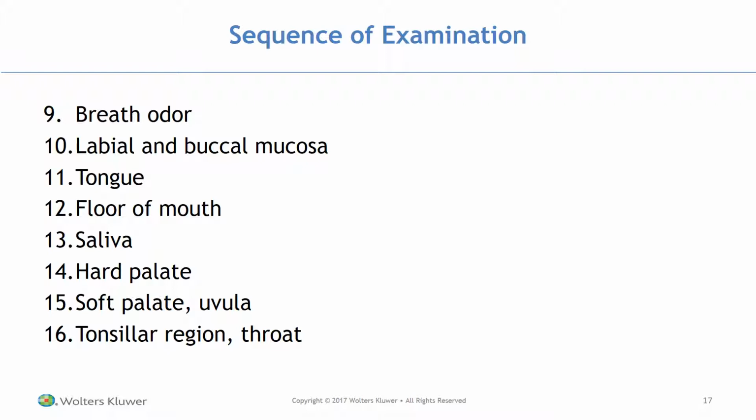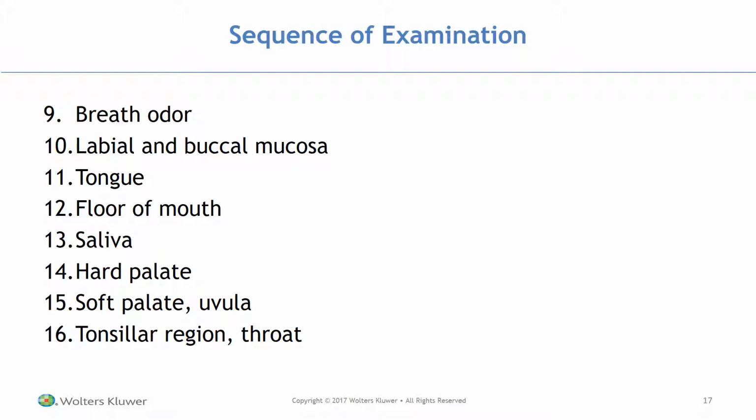Then we're going to evaluate the tongue, and we're going to do that by actually pulling the tongue out. We're going to palpate the tongue. We're going to pull it to one side, check the lateral borders, because that is the most common site for cancer. Then we're going to pull it to the other side and evaluate the lateral borders on that side. Then we have them touch their tongue to the roof of their mouth, and we can evaluate the ventral surface of the tongue and the floor of the mouth at that time.